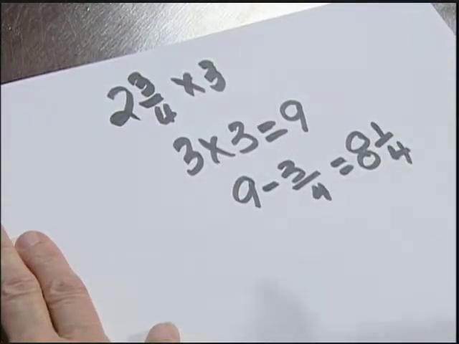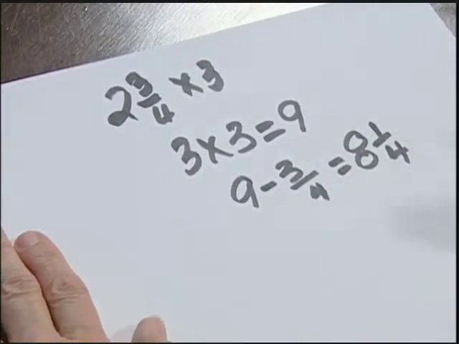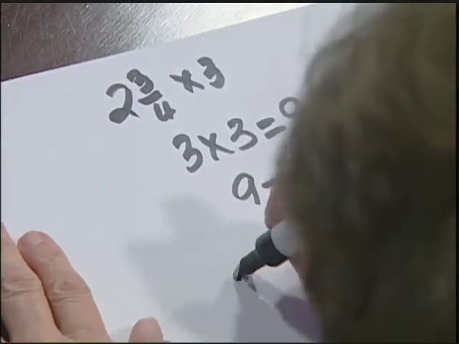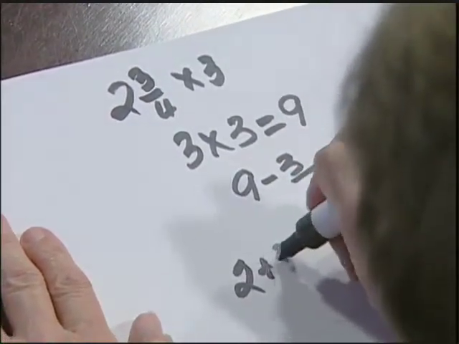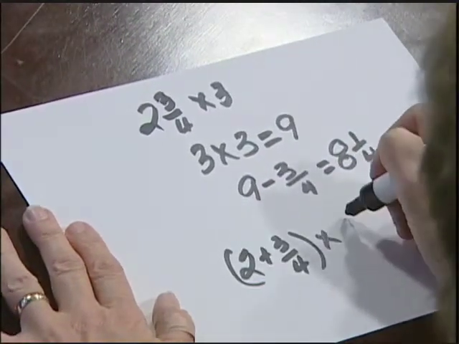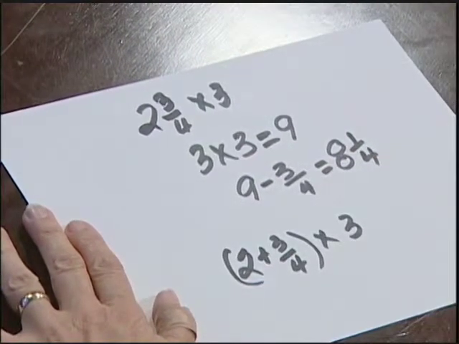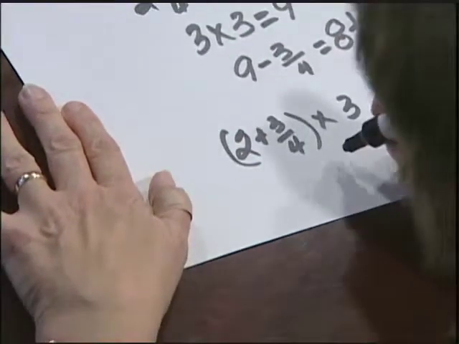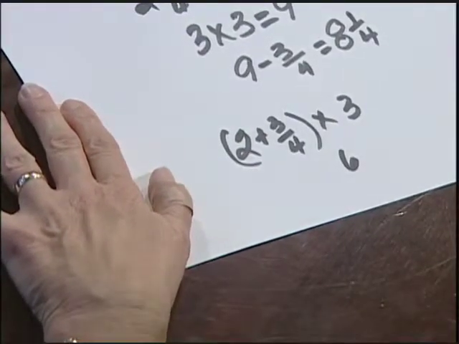So that's one way. Another way is to think about distributive property. That if I think about 2 3/4 as 2 plus 3/4, then I can look at this multiplication as two different multiplications. I can do 3 times 2, which is 6, and then three groups of 3/4.